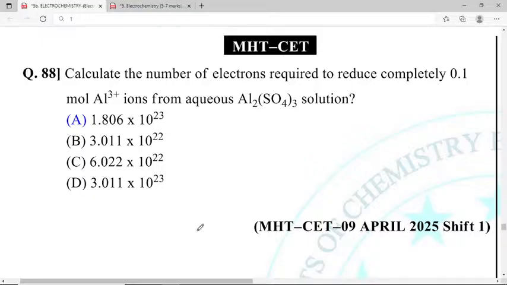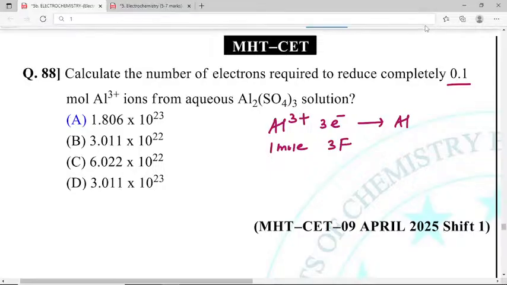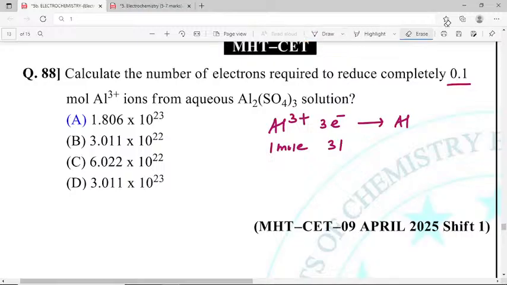Next, calculate the number of electrons required to produce 0.1 mole aluminum from aluminum sulfate. So this is Al3+ plus 3 electrons to give Al. So 1 mole requires 3 Faradays, 3 mole electrons.